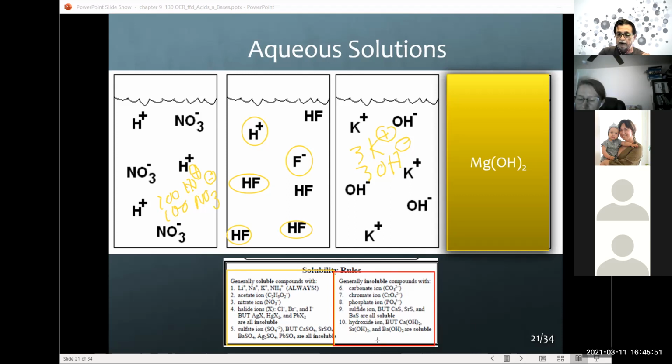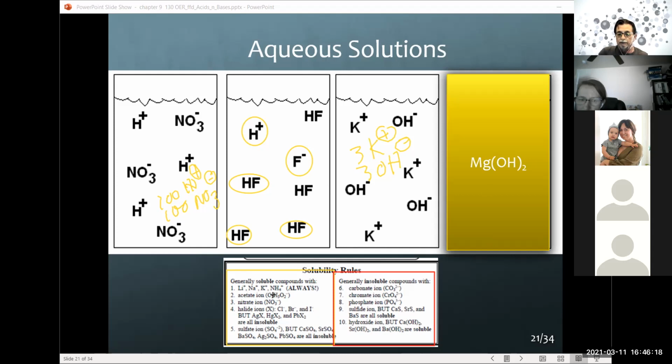But if you look at the hydroxide, which is number 10 in this table, it's in the insoluble column, unless the hydroxide is bonded with number 1 on the soluble side, or any of the others that are soluble: calcium, strontium, and barium. So there are only 7 compounds that are soluble in water. Everything else is insoluble.